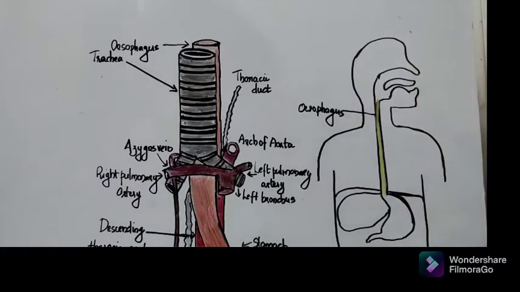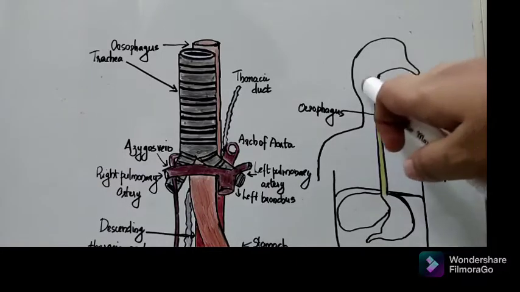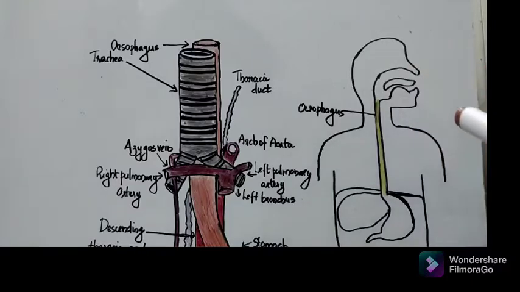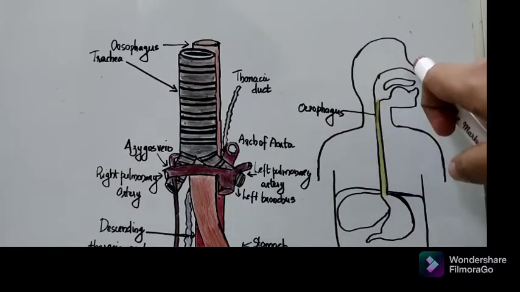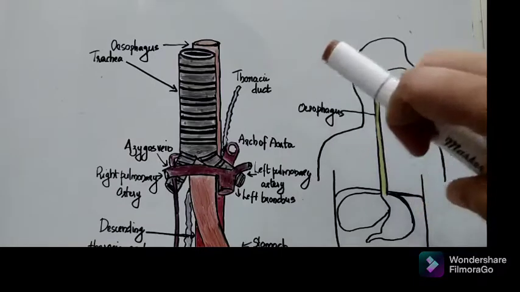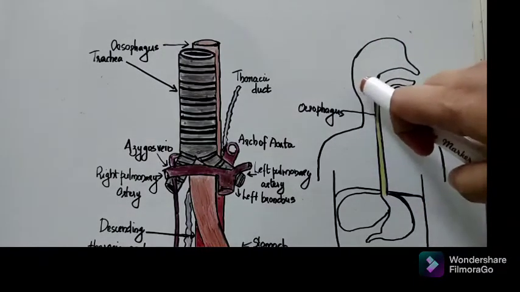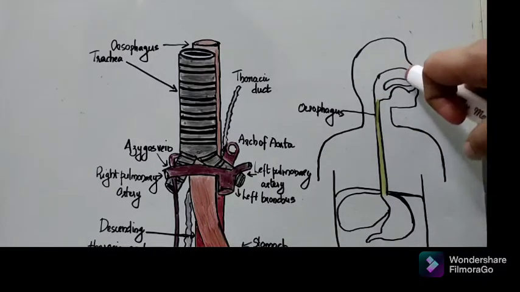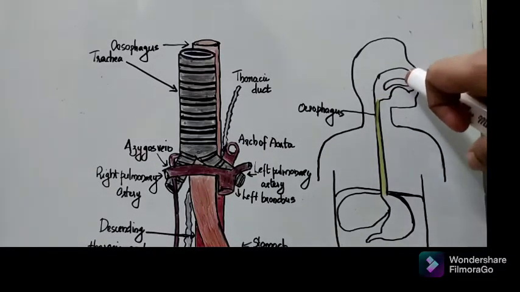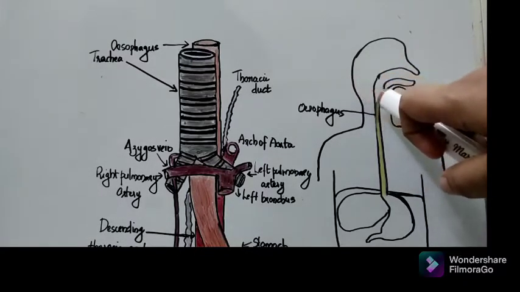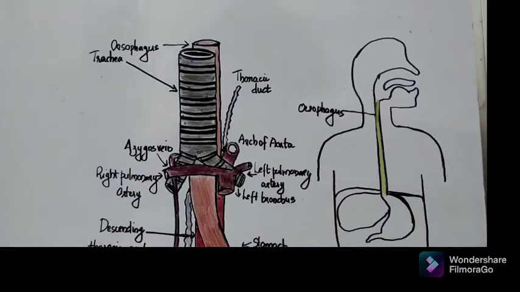The first constriction is nearer to the upper end, 15 centimeters away from the incisor teeth, where it is crossed by the cricopharyngeal muscle. It is at the area where the cricopharyngeal muscle crosses the esophagus.